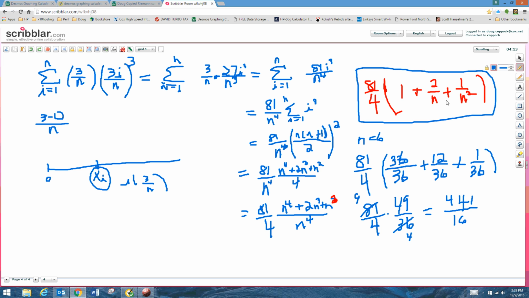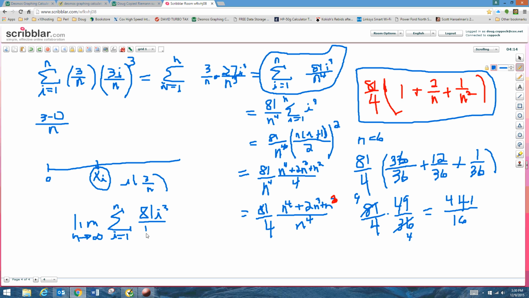So the fact is, if I want to know what 100 rectangles are going to evaluate to, I would put 100 in here for n. If I want to know what the value would be if I put 1,000,000 rectangles, I'd put 1,000,000 in for n. And so that leads to the question, what happens if we take the limit of this thing as n approaches infinity? The limit as n approaches infinity of the sum from i equals 1 to n of 81 i cubed over n to the fourth.